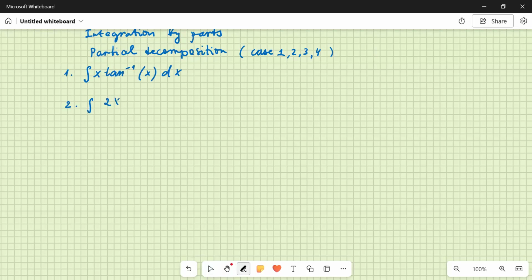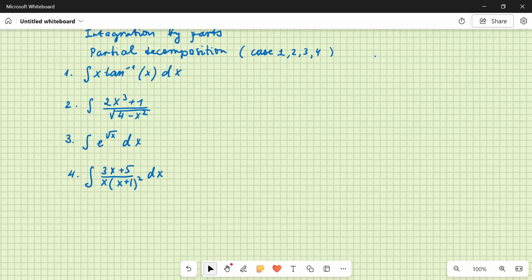Second one, 2x cubed plus 1 divided over square root of 4 minus x squared. I'm going to talk about each integral shortly, but I'm not going to calculate any of them. And there are not going to be too many of them. 3x plus 5 divided over x plus 1 squared. Yes, just 4 integrals. Let's say a few words about each. And I think then maybe on Wednesday, when we have our class, we can calculate them.